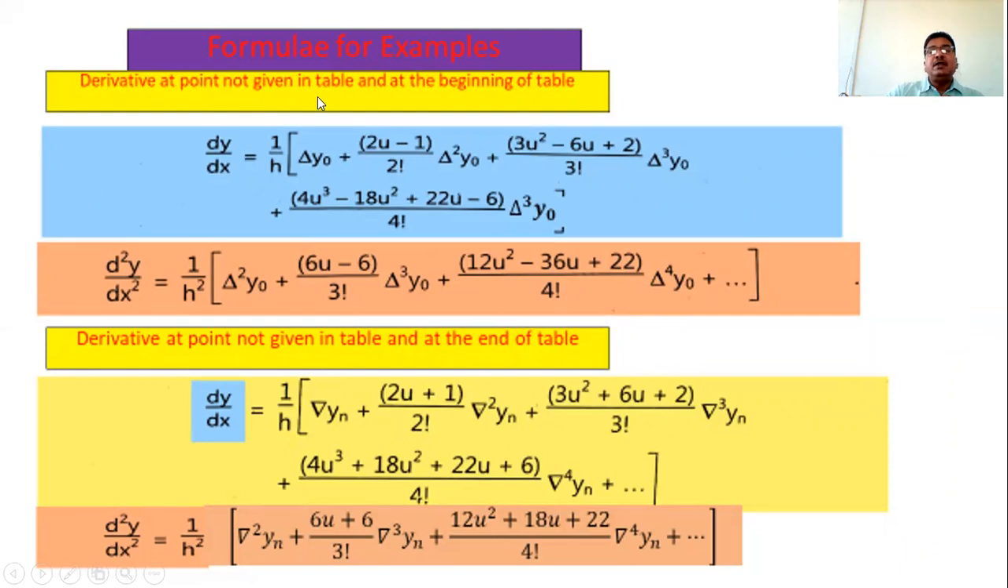The note is about the derivative at a point not given in the table. If the point is not given in the table and we have to find the derivative at that point, and the point is at the beginning of the table, then use these formulas to find the first order derivative and second order derivative. And if the point is not given in the table and the point is at the end of the table, then use the formula for dy by dx for the first order derivative and d square y by dx square for the second order derivative. Already we observed the proof of these formulas, but the proof is not important as far as the exam is concerned.